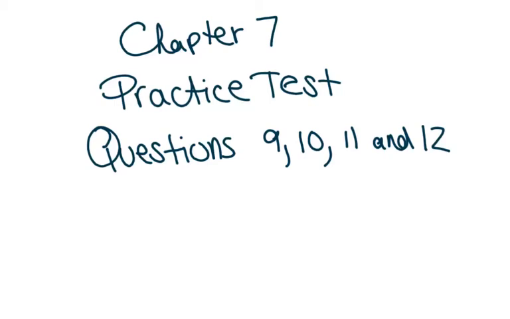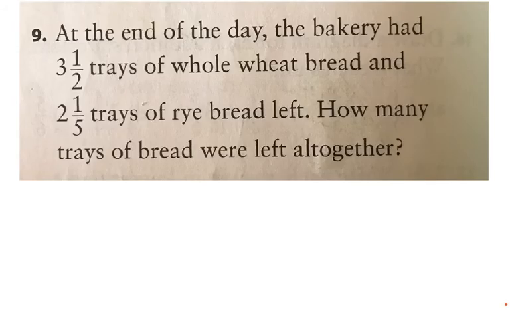Okay, I figured I'd do a quick video for the Chapter 7 practice test questions 9, 10, 11, and 12. Let's get started. Number 9: at the end of the day, the bakery had 3.5 trays of whole wheat bread and 2 1/5 trays of rye bread left. How many trays of bread were left altogether?